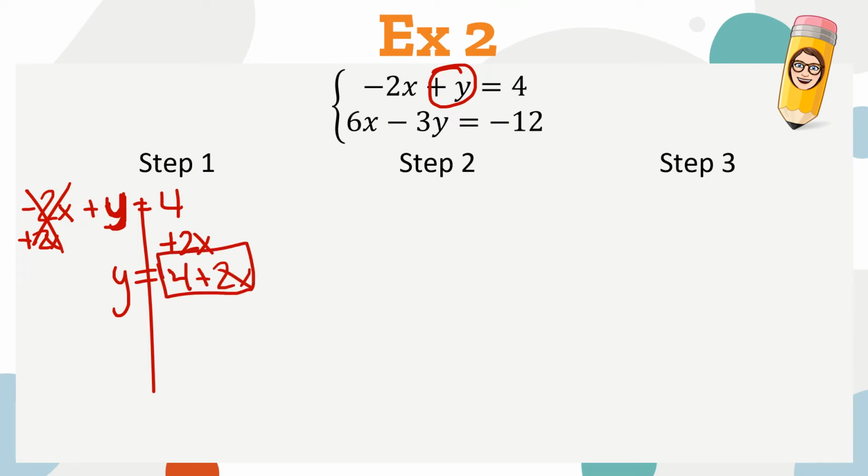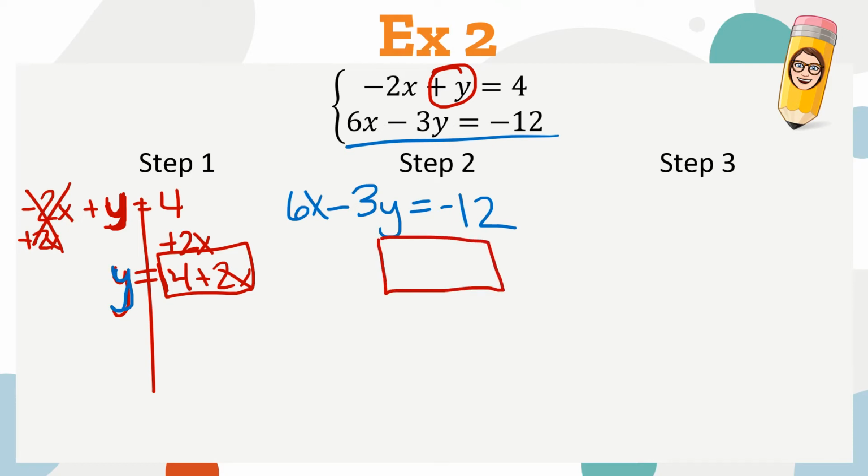There is my expression. Step 2, we have to use the other equation. You can't plug it into itself, right? That would get confusing. Use the other equation, the one you haven't used. I solved for y, so y gets the box. Everything else falls down.